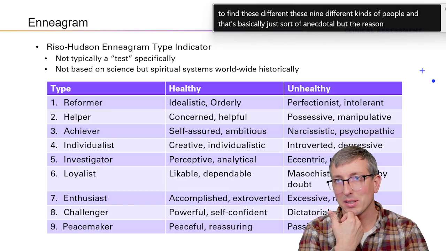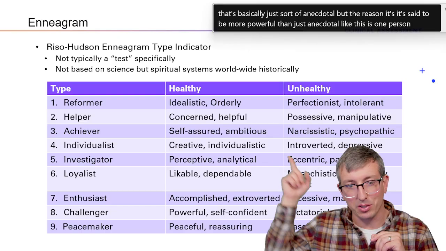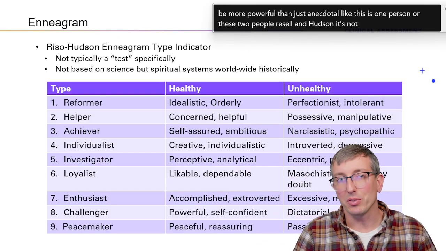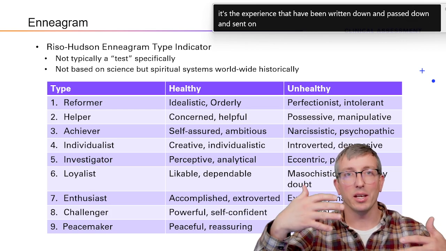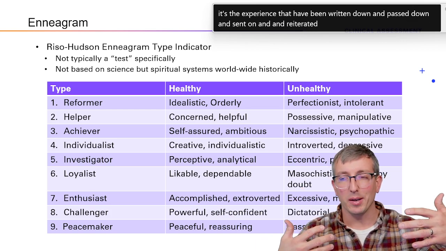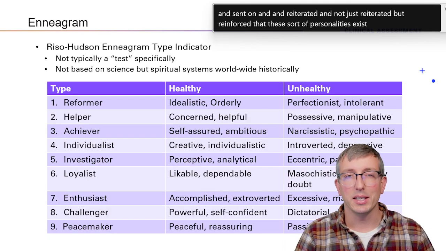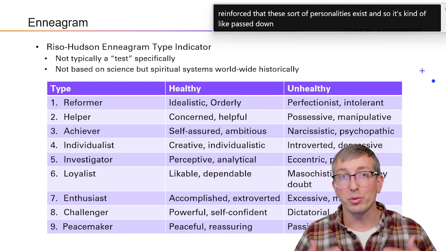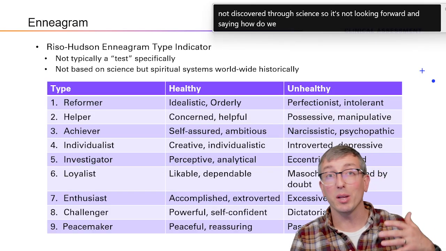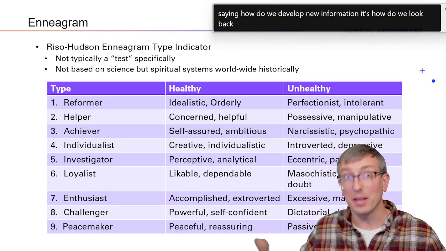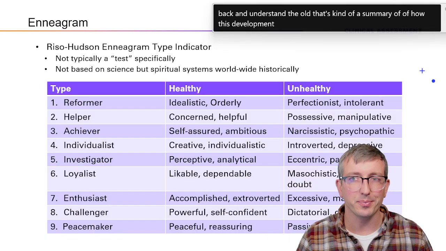But the reason it's said to be more powerful than just anecdotal, than this being one person or these two people, Riso and Hudson, is that it's not just those two dudes. It's the experience that had been written down and passed down and reiterated, and not just reiterated but reinforced, that these sort of personalities exist. So it's passed down through tradition, not discovered through science. It's not looking forward and asking how do we develop new information? It's how do we look back and understand the old? That's kind of a summary of how this was developed.